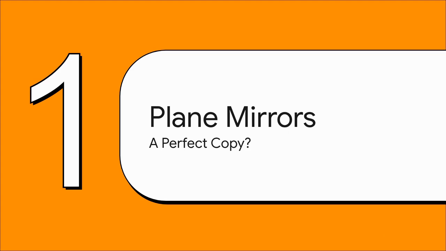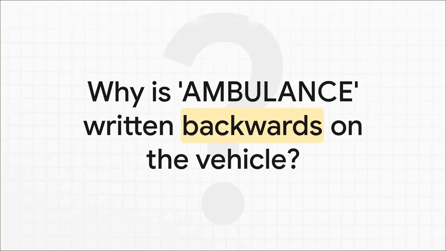Okay, first up, the plane mirror. You know, the regular flat one you've got in your house. It looks like it's showing you a perfect copy, right? But is it really a perfect copy? Let's find out. So here's a fun little real-world puzzle for you. I bet you've seen this 1,000 times. But have you ever actually stopped and thought, wait, why do they do that? The answer is hiding in plain sight, and it all comes down to the physics of that simple flat mirror.